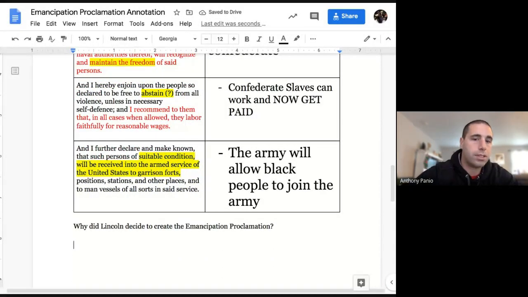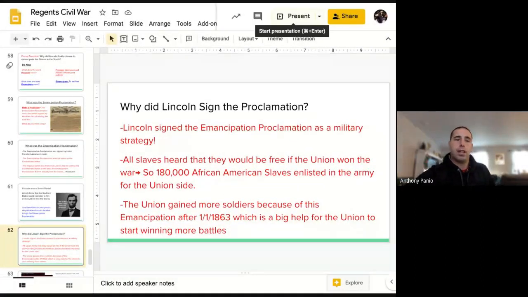So we have one more slide we're going to copy down. Most of you, if you're reading and following the chat, you pretty much got the idea and sense of it already. But now let's make it into official notes, and you can figure out why Abraham Lincoln did this. All right, so we're here. This is the last slide for today.